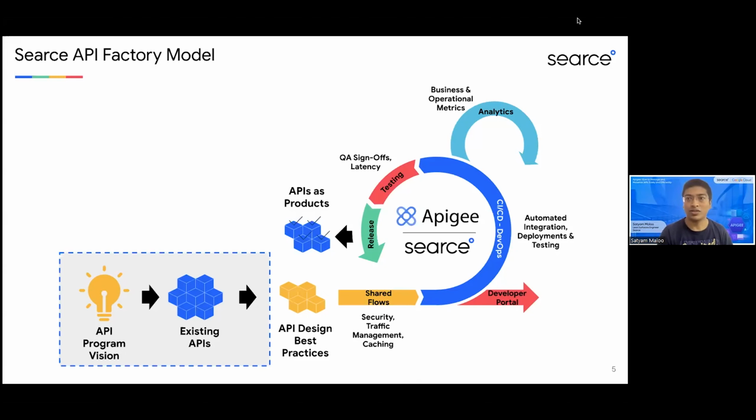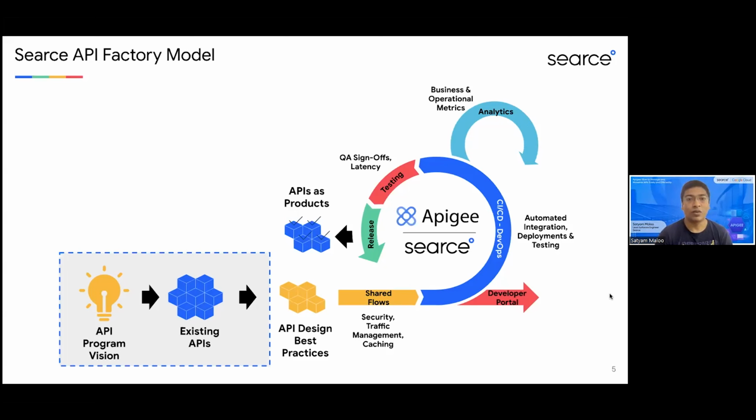Yes. So thanks, Anubhav. So continuing from there, basically, once you have your API vision, and you will have some existing APIs that you want to modernize or you want to expose to your clients. So we come in, and that's where we start helping you out. So we look at your vision, existing APIs, using the best design practices that we have for APIs. We help you create shared flows, APIs. We help you add all the policies for security, traffic management.